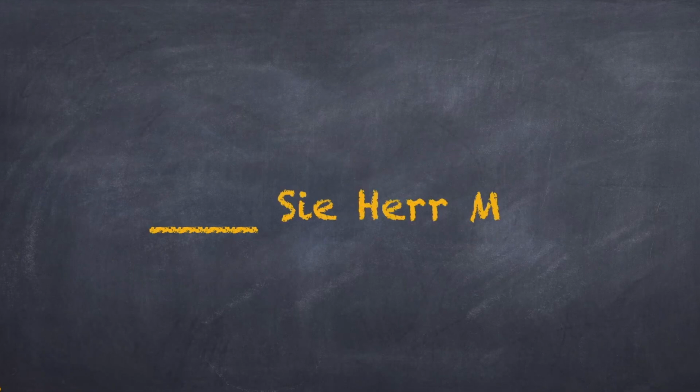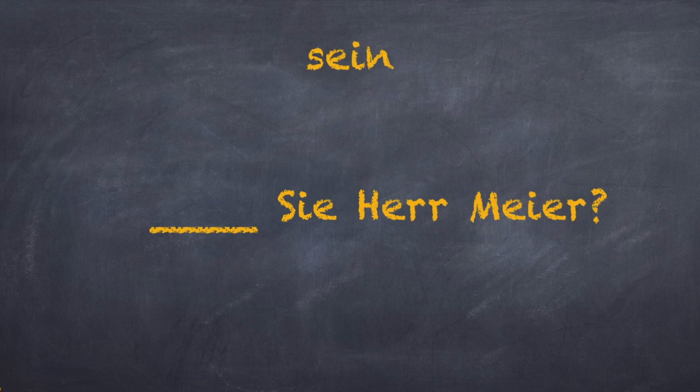And now the last one. The verb is sein and the subject is Sie. So your answer should be Sind Sie Herr Meier? Great!